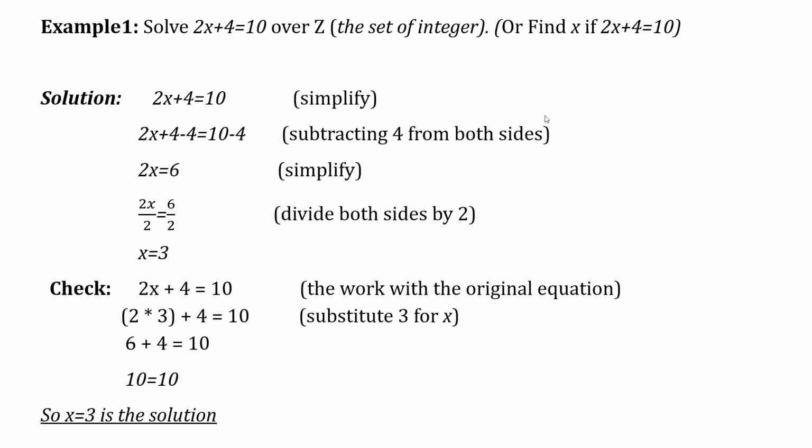So consider some examples. First, solve this equation: 2x plus 4 is equal to 10, over the set of integers. First, we simplify the given equation. For this, we subtract 4 from both sides, and dividing both sides by 2 simplifies this equation, and we get x equal to 3.